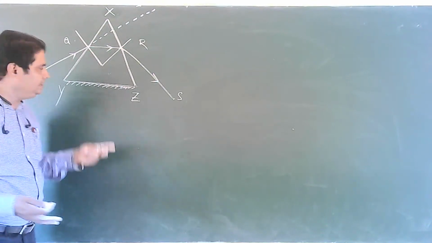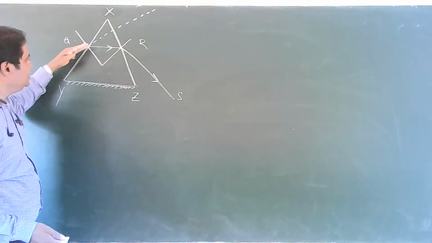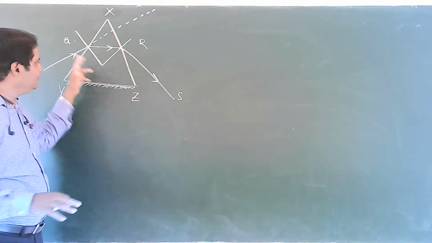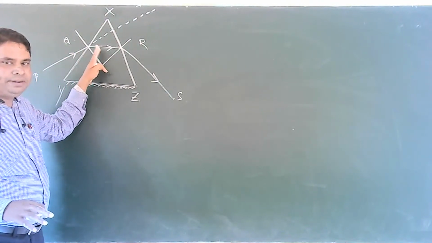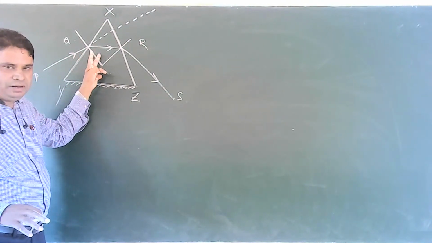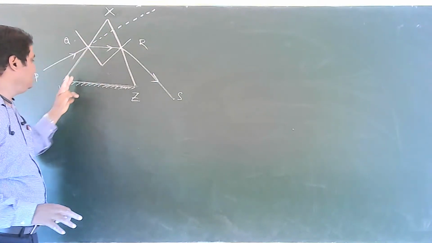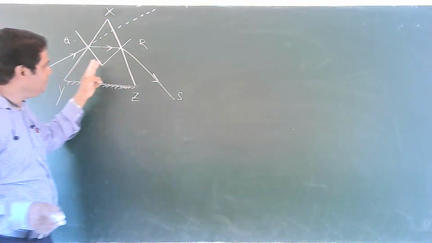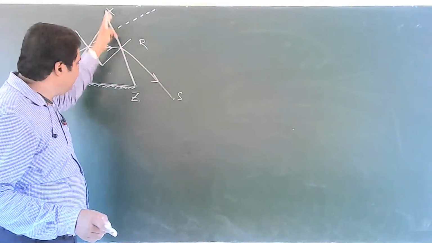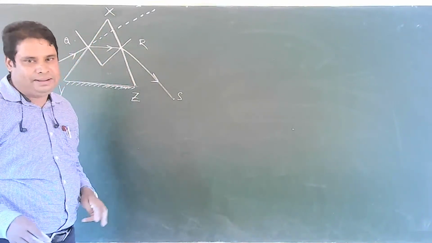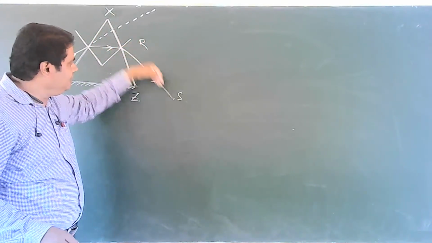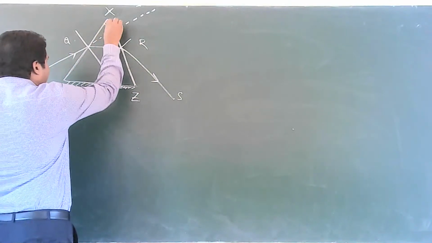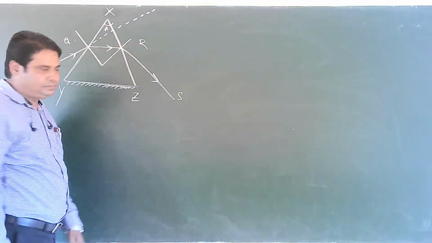If there was no prism, this ray of light would have gone straight. But due to the presence of this prism, it will bend. It will refract towards the normal at surface XY initially, from rarer to denser, then denser to rarer at surface XZ the second time, and finally it will take the path RS. Let this be A, the angle of prism.